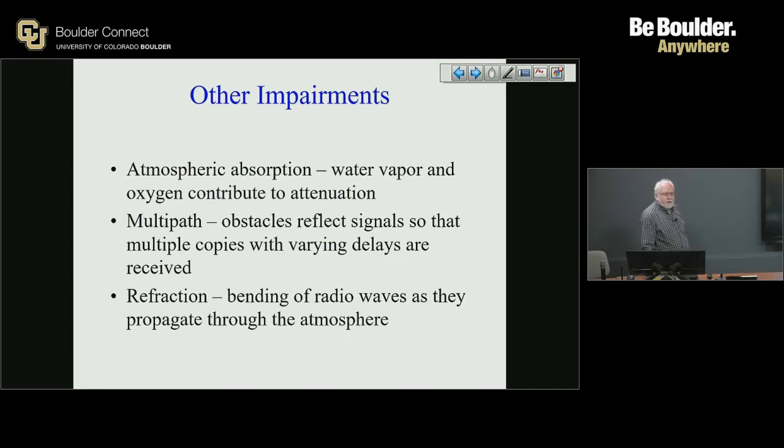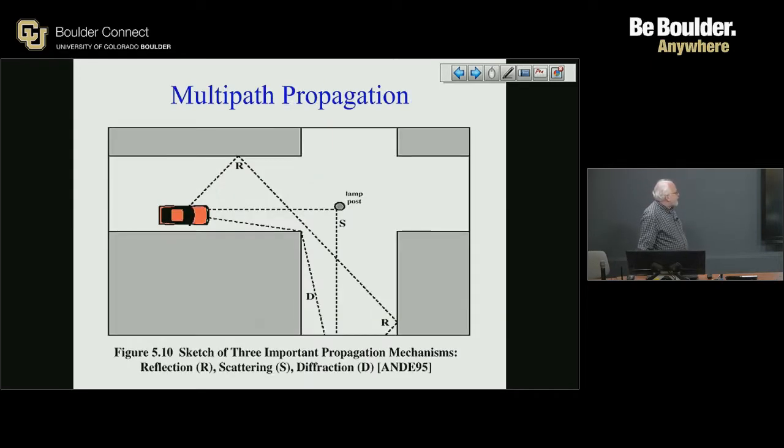Multipath is probably one of the most common impairments that we see in an indoor system like this, and we'll talk a lot more about that as the class goes on. And then refraction, you saw that earlier, but we really don't see it much. In Wi-Fi, sometimes we can see refraction around sharp objects, like the edge of a filing cabinet, but it's not really as much of an effect at Wi-Fi frequencies.